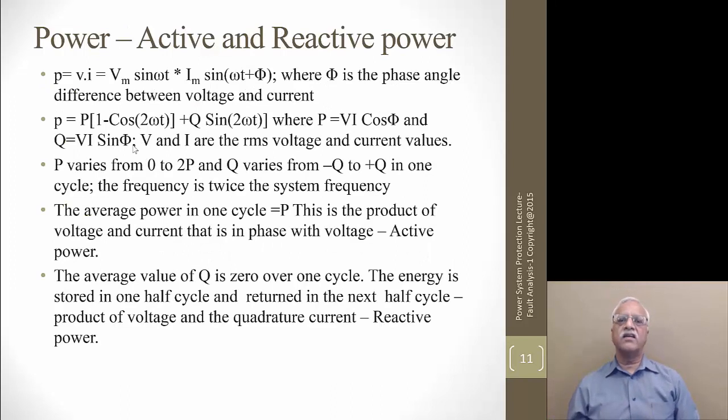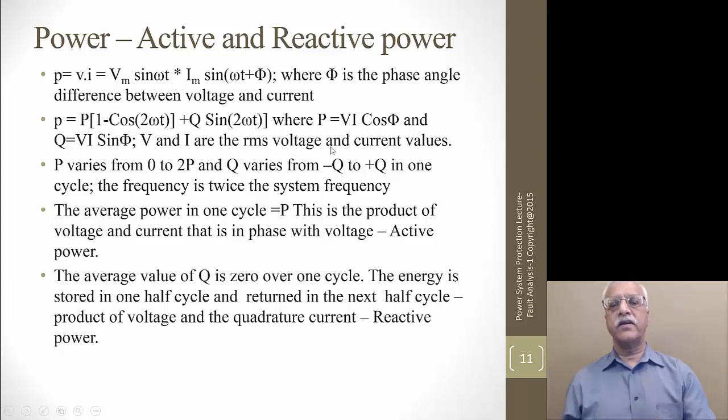Now let's look at the concept of active and reactive power. V times I is the instantaneous power, where I is leading the voltage by an angle phi. So if I look at Vm sine omega t times Im sine (omega t plus phi), and solve for this, I can write the power as P, which is V times I cos phi, where V and I are the RMS quantities. You should know that. And then Q can be written as VI sine phi.